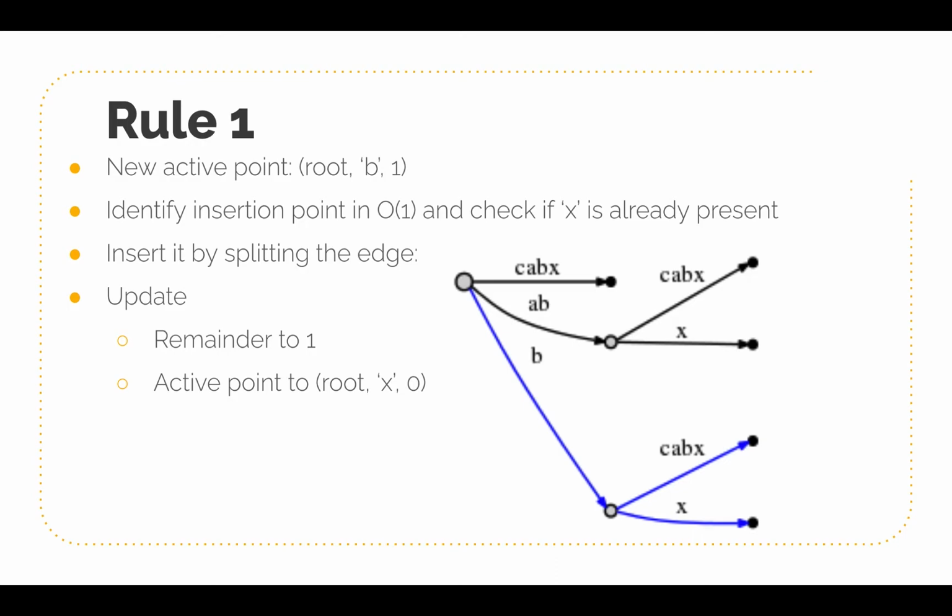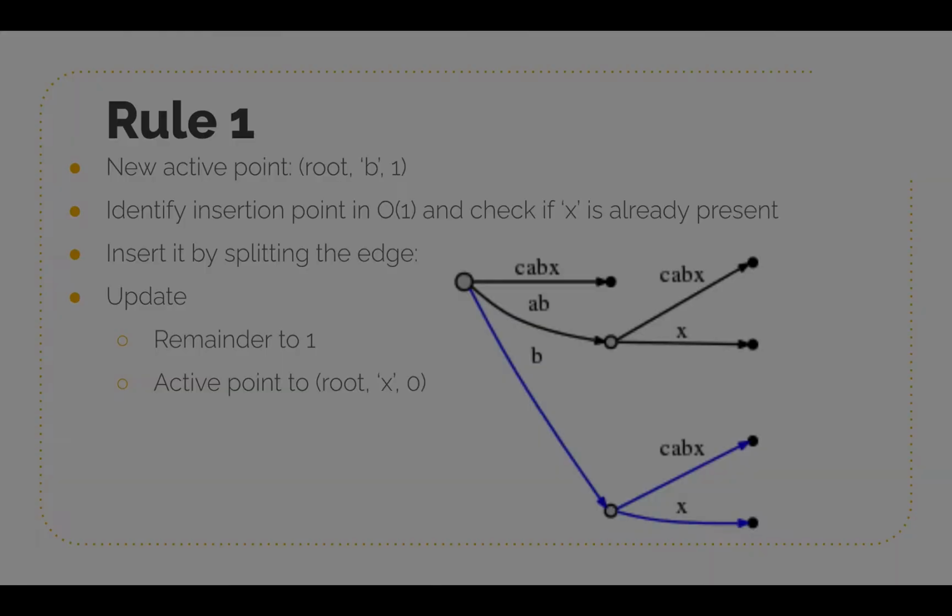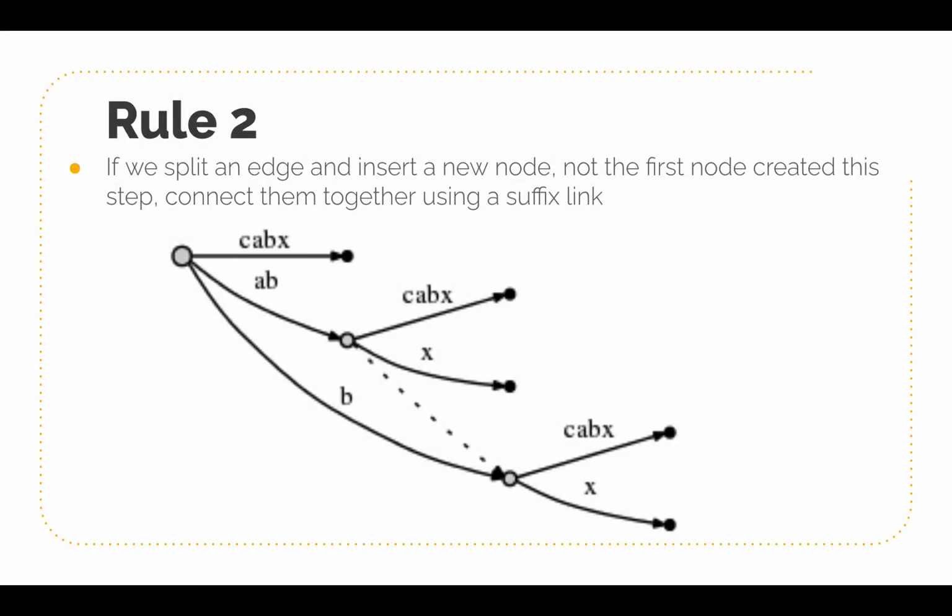And you can see that following the blue line on the tree at the bottom. Again, this took O(1) time, and we update the remainder to 1 and the active point to root X0 as Rule 1 states. But there's one more thing we need to do. We'll call this Rule 2. If we split an edge and insert a new node, and if that is not the first node created during the current step, we connect the previously inserted node and the new node through a special pointer called a suffix link. We will later see why that's useful. Here is what we get. The suffix link is represented as a dotted edge.